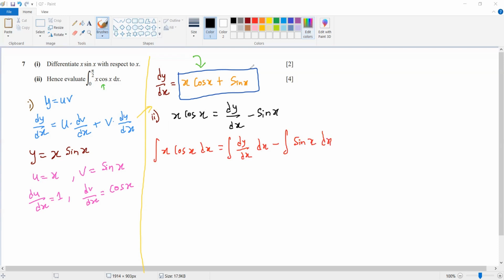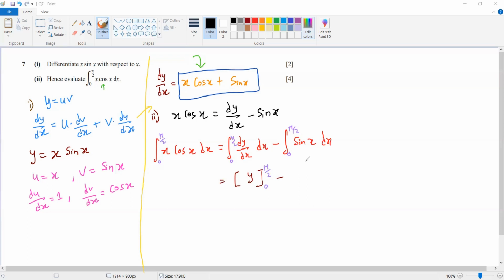But this is a definite integral. That's why I'm not adding any constants. That means 0 to pi over 2. Understood that that is in radians. Please take note. 0 to pi over 2. So on the right hand side, we simplify. We integrate dy/dx, which means we just get y, evaluated at the limits, that is, evaluated as numbers, pi over 2 to 0.